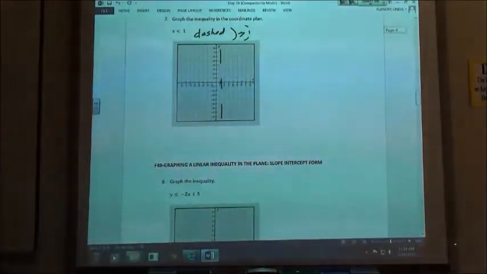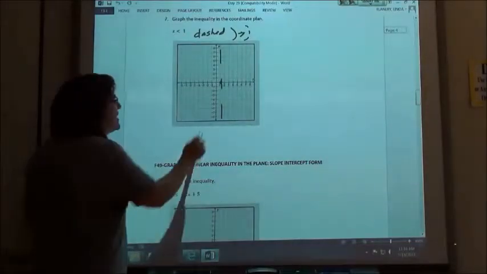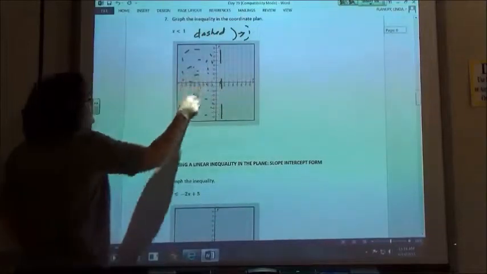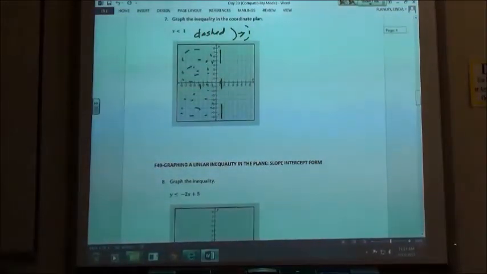And then again on this one I'm doing less than 1, so I want to shade all the numbers that have an x value that's less than 1. So those would be all the numbers to the left. And so you click with your tool over to the left and it's going to fill that whole section in with a whole bunch of little dots.